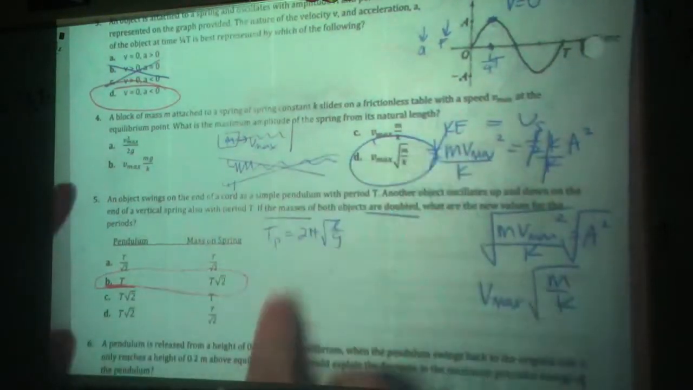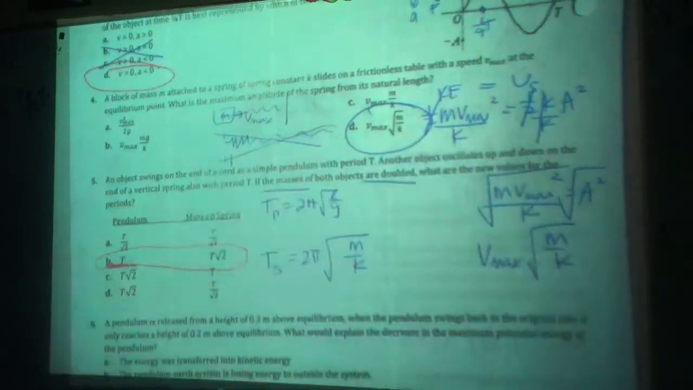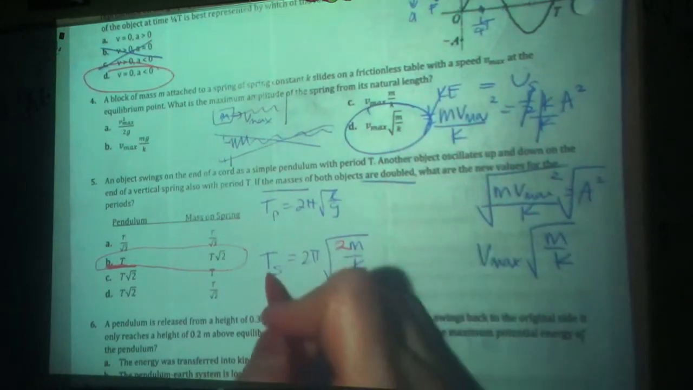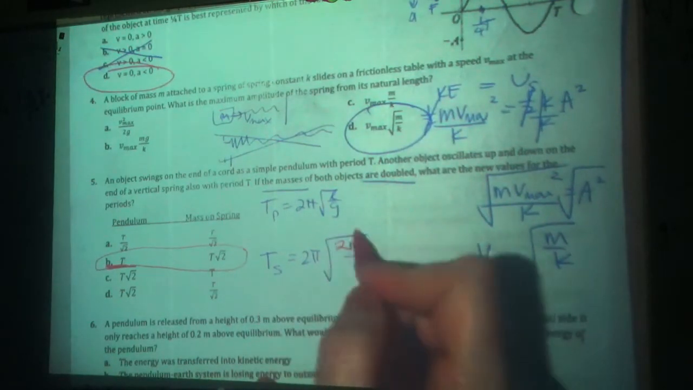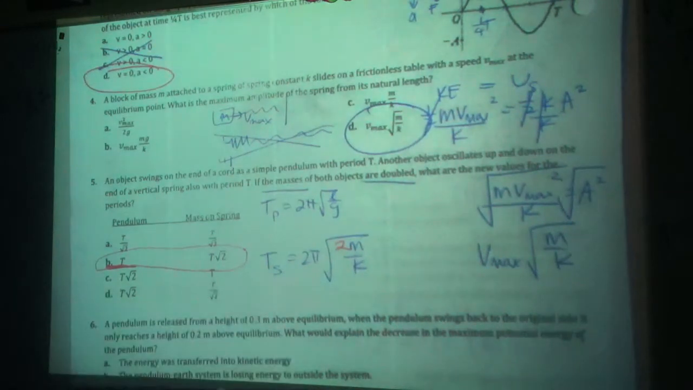But we can also talk about why this is times root 2. So for a mass on a spring, 2 pi square root of m over k, if you double the mass, that's like putting a factor of 2 right here, which doesn't make this twice as big because it's inside of a square root. It makes it root 2 times bigger, which is why B.